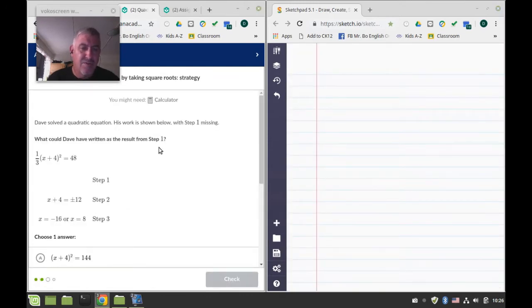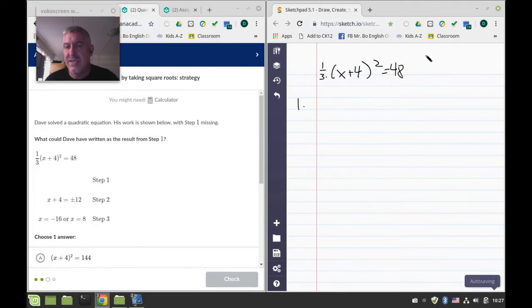All right, we have two more problems. Dave solved a quadratic equation. His work is shown below with step 1 missing. What could Dave have written as a result from step 1? So let's come up over here. 1/3 (x plus 4) squared equals 48. So we need to know what our step 1 is.